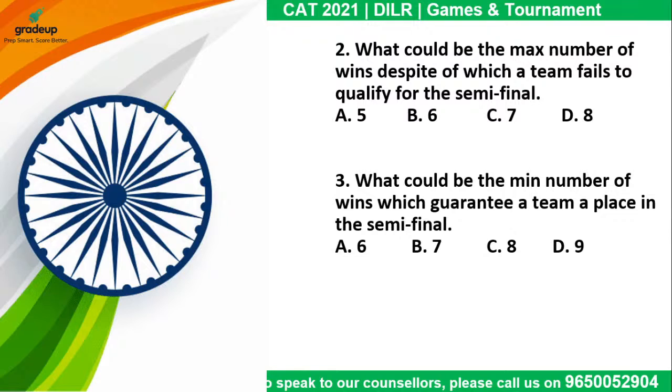Okay, Utkarsh is getting B. Shashwat is getting C. Let's discuss.